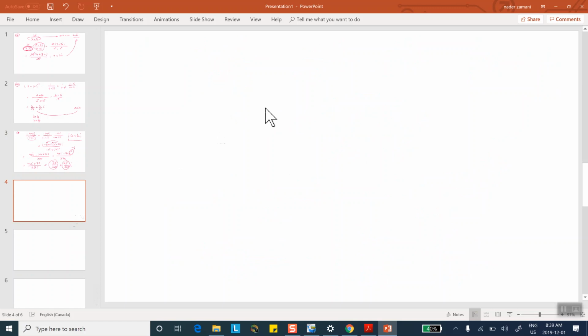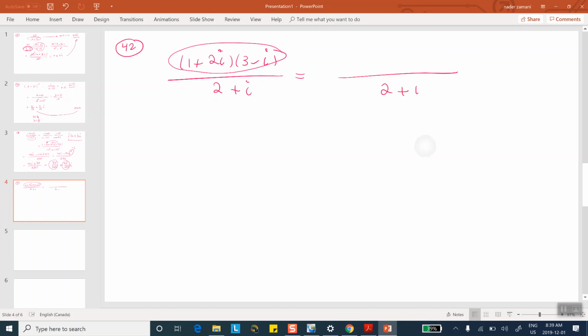Next one looks like this. This is number 42. 1 plus 2i times 3 minus i divided by 2 plus i. The first thing we're going to do is clean up the top so that it's not a multiplication like that. The denominator I'll leave like this, no problem. So you FOIL it: 1 times 3 minus i is going to be 3 minus i. See, I'm taking this and folding it into that expression. And then 2i times 3 minus i.